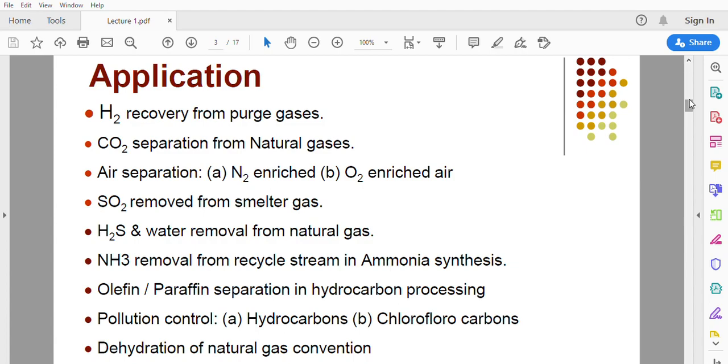Or sometimes, in most of the cases, it is the hydrogen, because the molecule of hydrogen is very small compared to nitrogen, so it is very useful to separate the hydrogen from the purge gases. Second application is the separation of CO2 from the natural gas.